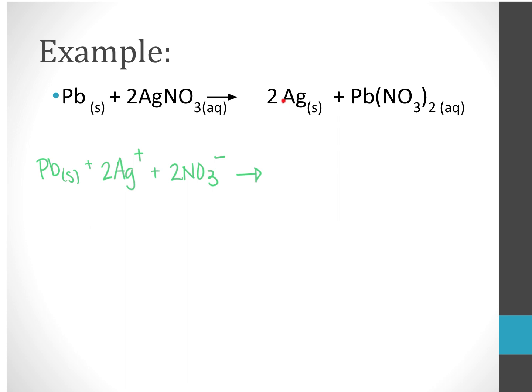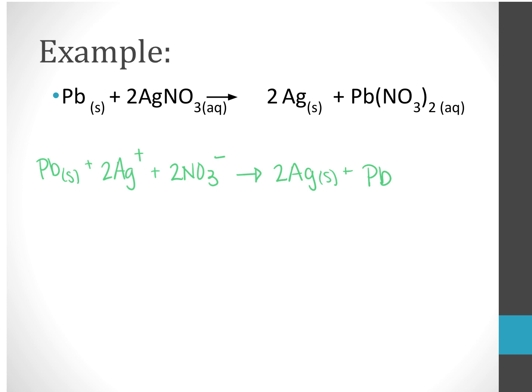Okay. Then we get to the silver, and it's solid, so I'm not going to change anything. I'm going to copy it exactly how I see it. So we get 2 silver atoms, and they're solid. And then we get to the lead 2 nitrate, and it's aqueous, so that means I'm going to break it up. So we get the lead ion. And if you look at the back of your naming chart, what are the options for charges for lead? Okay, it could be 2 or 4.